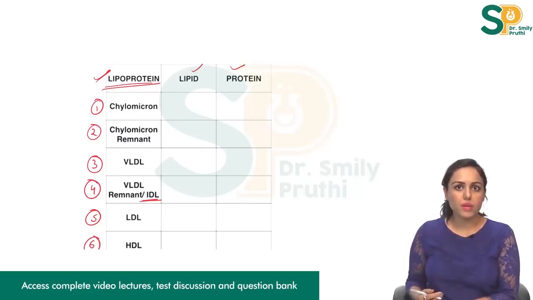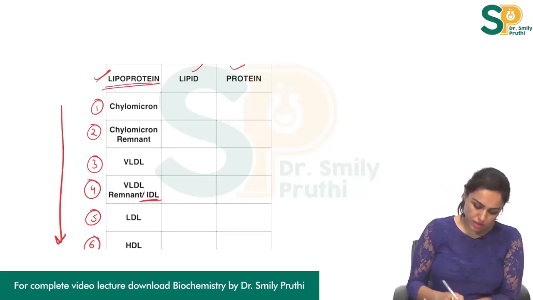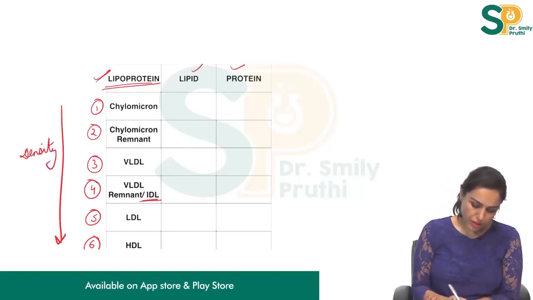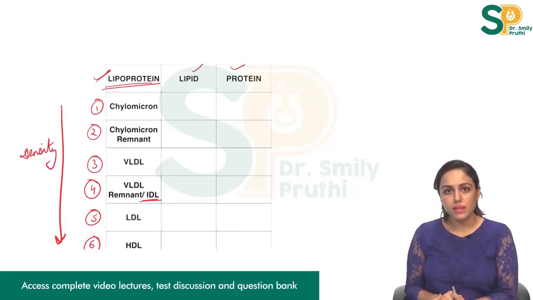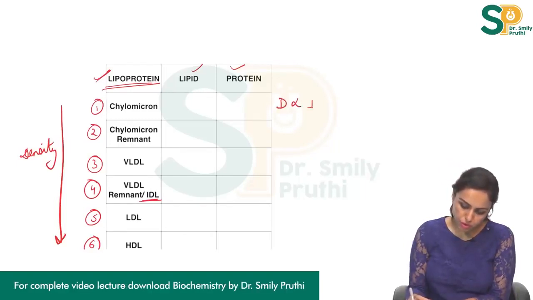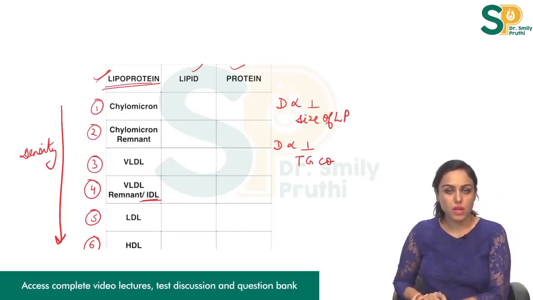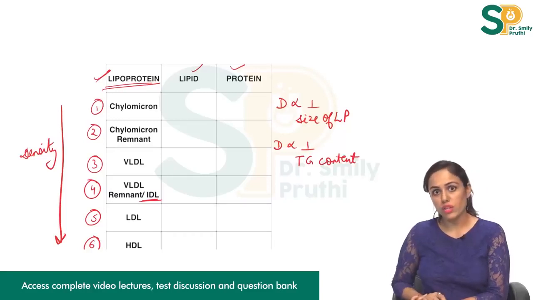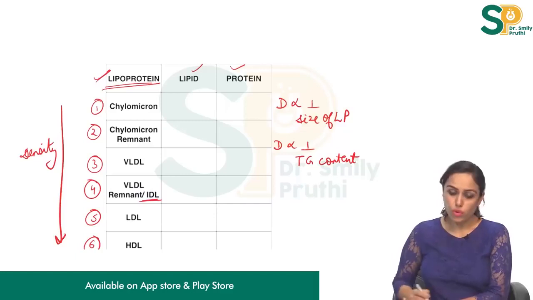The reason I am taking this sequence is that it is very important and helpful in solving many questions. Density is increasing in this sequence, so it is clear that HDL has high density, that's why it is known as high density lipoprotein, but chylomicron has the least density. Now, there are formulas for density. Density is inversely proportional to size of lipoprotein. Density is inversely proportional to triglyceride content. HDL has maximum density, so it will be smallest in size and have the least triglyceride content, and chylomicron will be largest in size and have maximum triglyceride content.